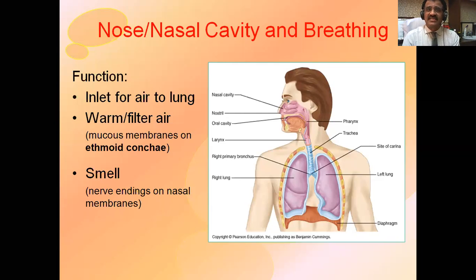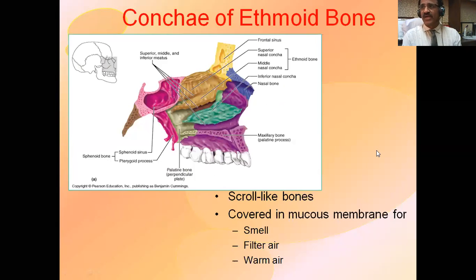The nose does the warming and filtering of the air because the mucous membranes on the conchae are meant for that. The nose is also required for smell sensation, what we call olfaction. You find the nerve endings of the olfactory nerves on the nasal membranes here.